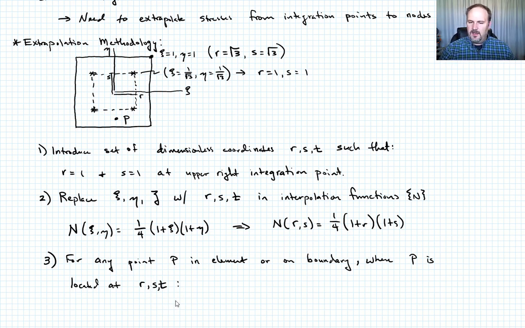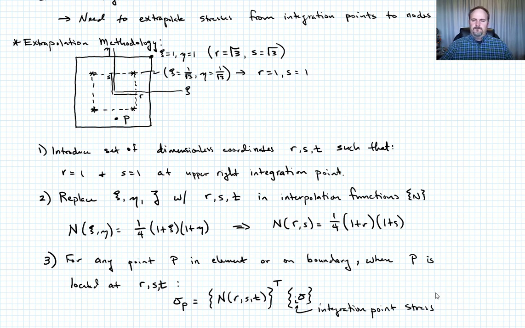then we can write that sigma of P, the stress at that point, is going to be equal to our interpolation function vector, just like we had, but now it's going to be of r, s, and t, evaluated where r, s, and t is the point P that we care about, right? So that's that vector there, times the stresses corresponding to those integration points that are related to each interpolation function. So we can call these sigma of I, and I'm going to put the I on this side, this tells you it's the stress at the integration point. Okay? So that's all there is to it.